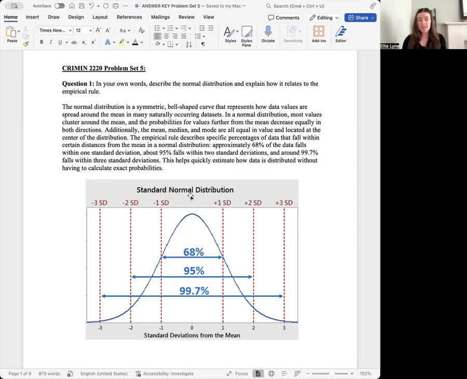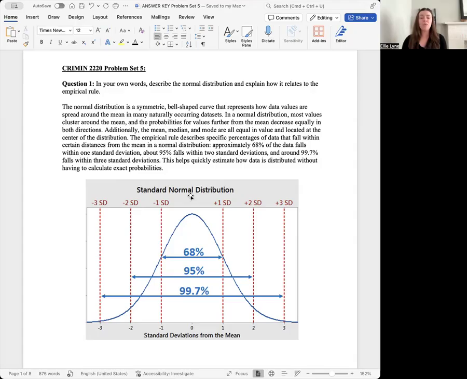So how do all of these ideas relate to the empirical rule? The empirical rule itself describes specific percentages of data that fall within certain distances from the mean in a normal distribution. And so this allows us to quickly estimate how data is distributed without having to calculate exact probabilities. So that's that connection here. It basically gives us a roadmap of what percentages we could expect within certain standard deviations away from the mean and what those percentages actually are.